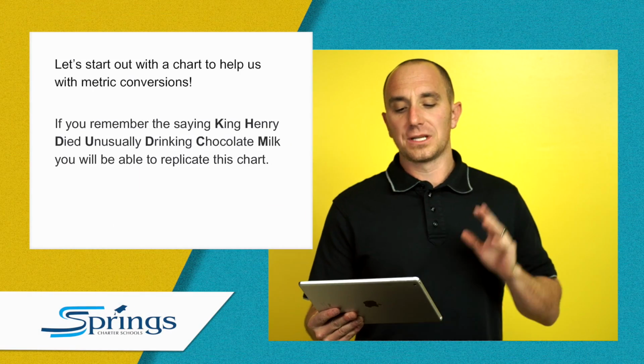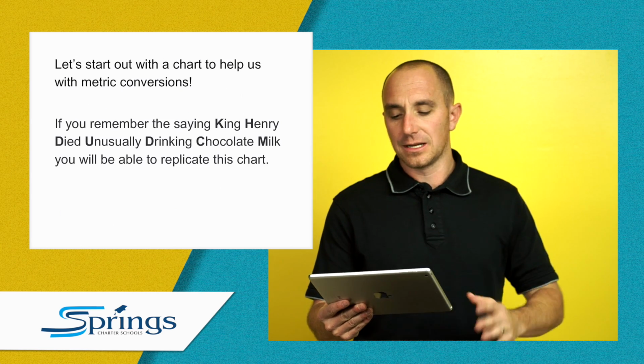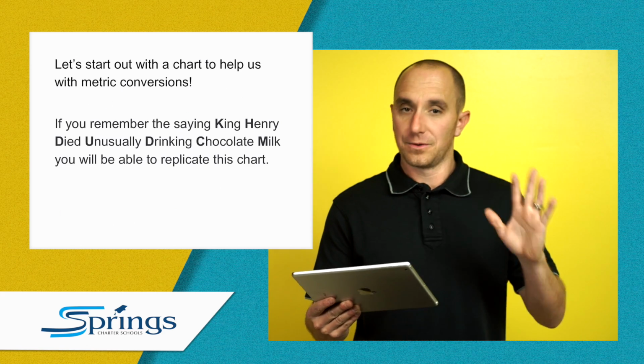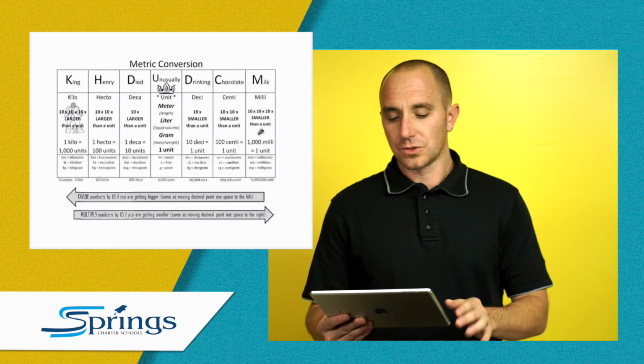Okay, so we're talking metric conversions today. Let's start out with the chart to help us with metric conversions overall. If you remember the saying, King Henry died unusually drinking chocolate milk, I know it's a mouthful, but you'll be able to replicate this chart pretty well. So let's take a look.